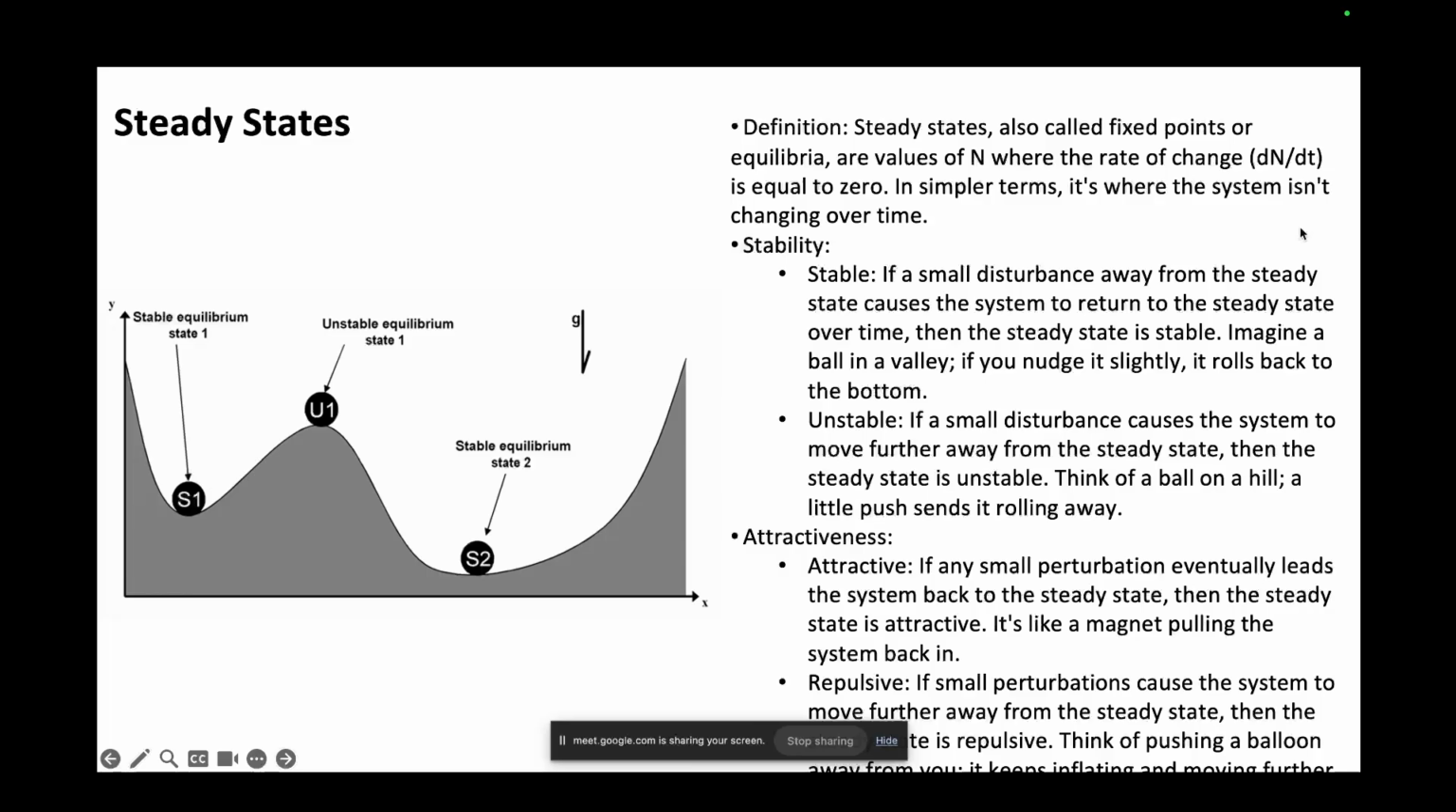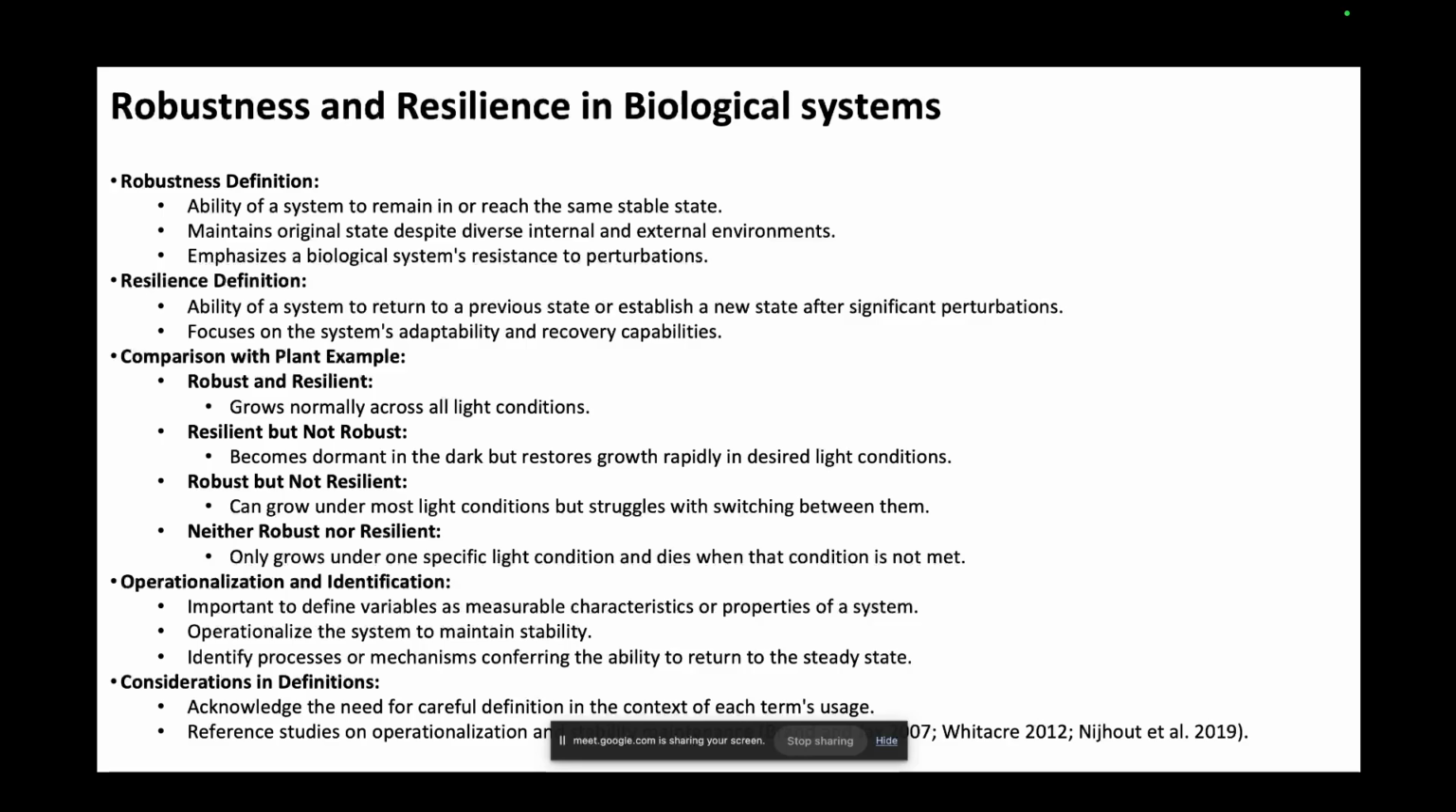So we'll see how we do that in future time, but this is generally how it is done. Okay. So after steady states and different types of steady state, we have a few concepts of different systems. So one is robustness, the other is resilience.